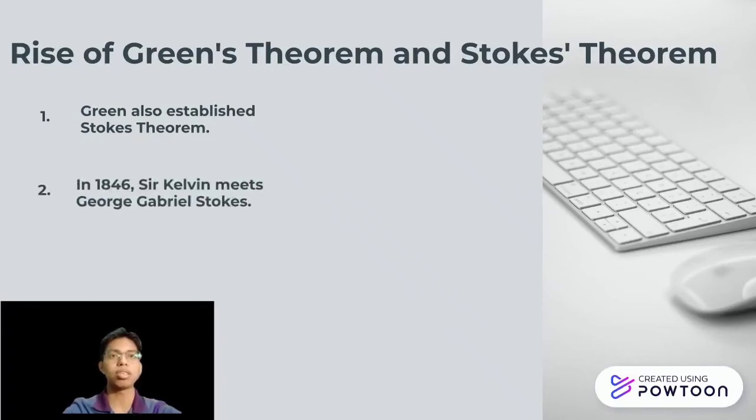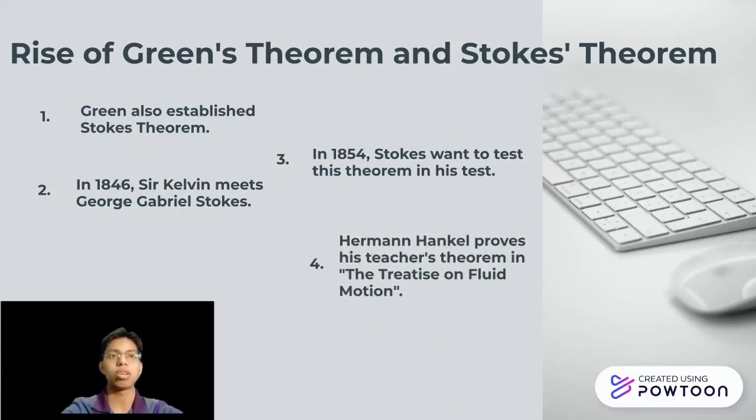In 1846, he was a professor at Cambridge and worked with George Gabriel Stokes. They shared their ideas, including Green's work. Sir Kelvin then moved to physics and engineering and made great strides in the theory of heat, electricity, and magnetism. In 1854, Stokes wanted to challenge his students with the theorem in one of his tests. As a result, one of his students, Hermann Hankel, demonstrated the theorem in 1861. Hermann Hankel proved Stokes' theorem in the treatise on fluid motion.